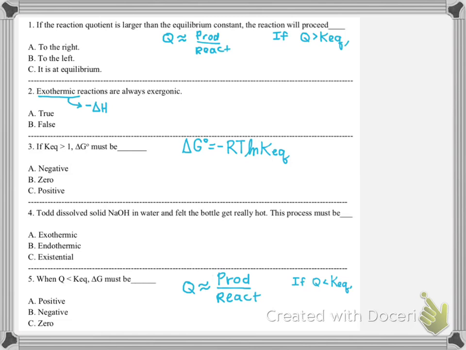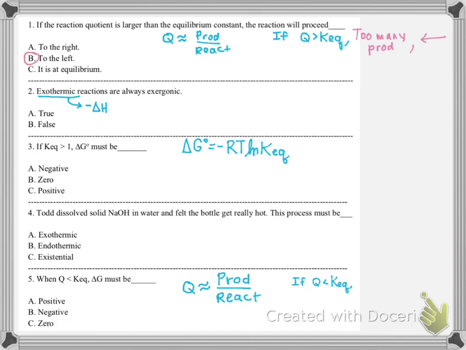So, if Q is greater than KEQ, that must mean our numerator is big. We have too many products. And so, if we have too many products, we're going to have to proceed in the reverse direction to use some of those up to make more reactants until we reach the ratio of KEQ. So here we're going to shift to the left.